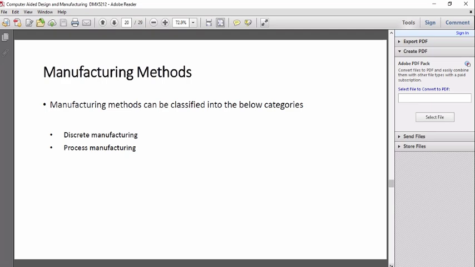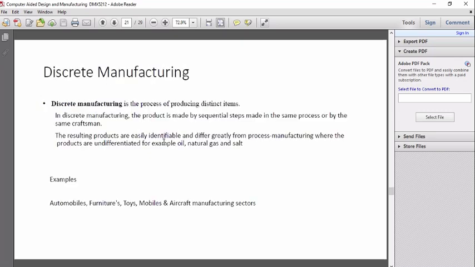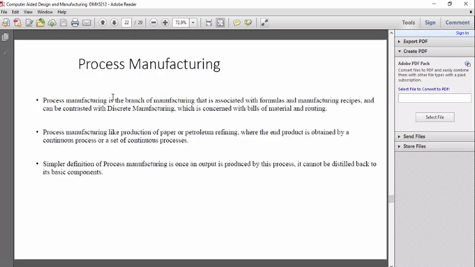There are two ways of classifying manufacturing methods: discrete manufacturing and process manufacturing. In discrete, we are learning about discrete manufacturing, which is producing distinct items, like different items, like automobiles, furniture, toys, aircraft. Likewise, in process manufacturing, as I said before, it can be oil, petroleum, sugar.